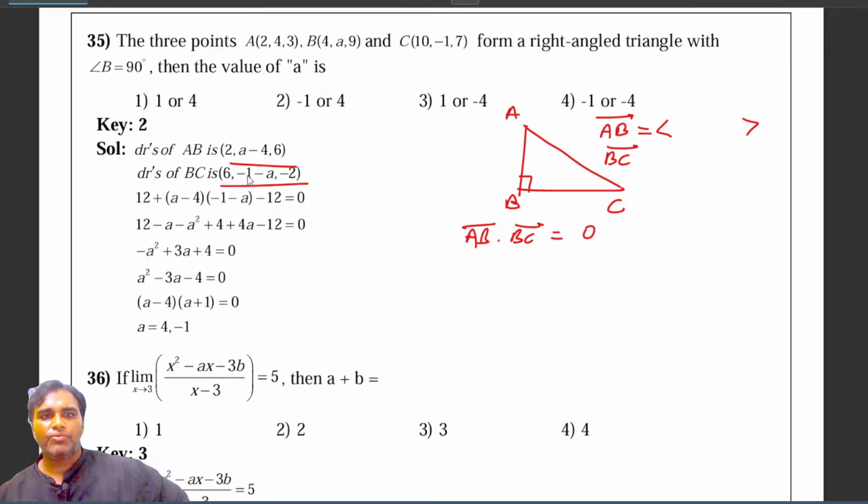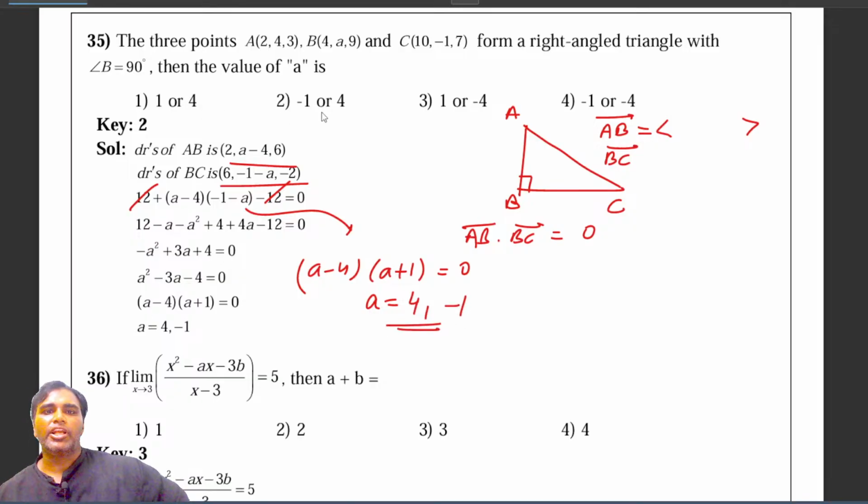2 6s are 12, and if you solve this, see 12 and 12 get cancelled, and now you can see here, (A minus 4)(A plus 1) is 0. So A value is coming as 4 or minus 1. So we are getting 4 or minus 1, that is option 2. Very much easy it is. Clear?